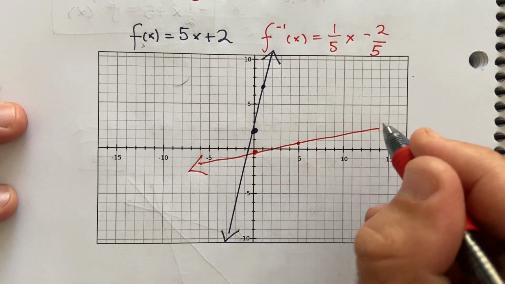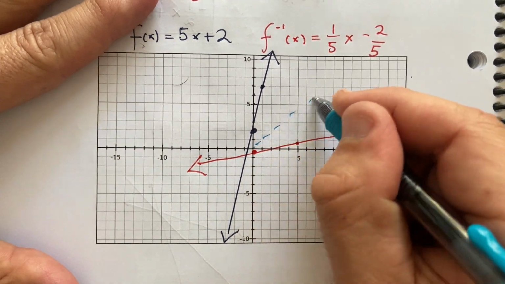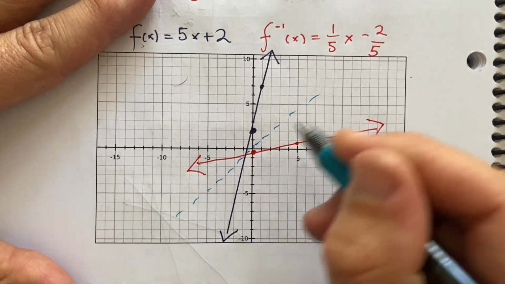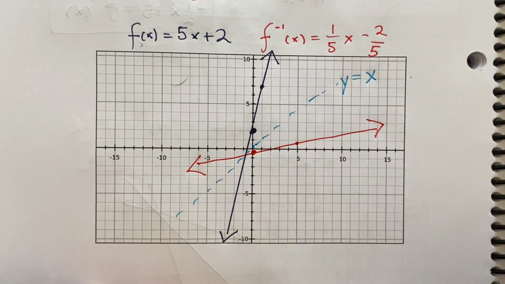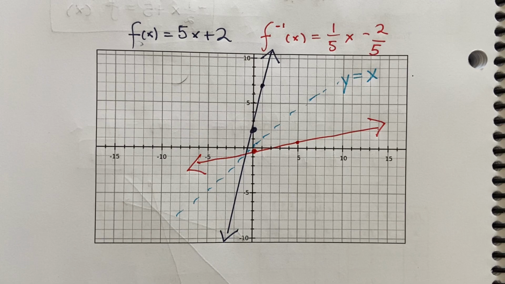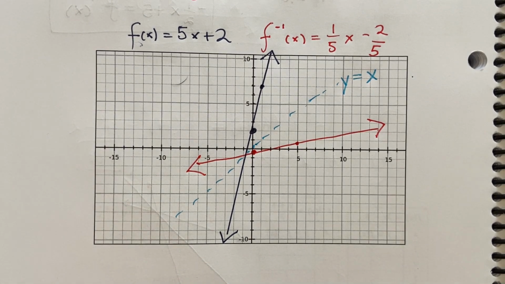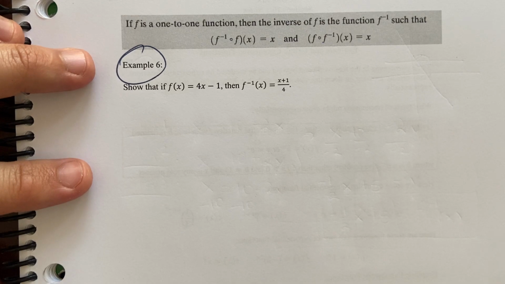Okay. So they should be exactly symmetric across that y equals x line there. Okay, there's our graph. One more. Go ahead and do this verification.